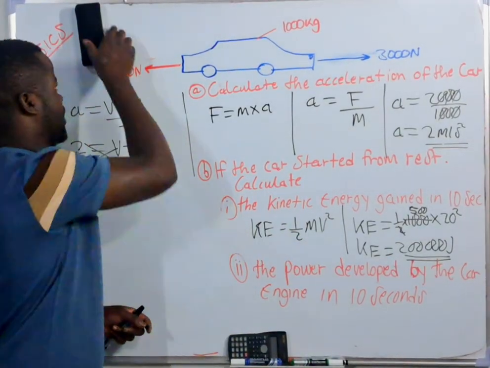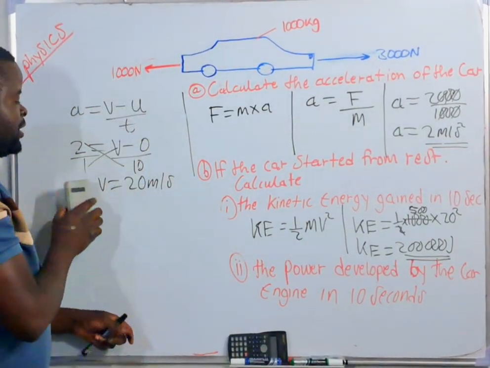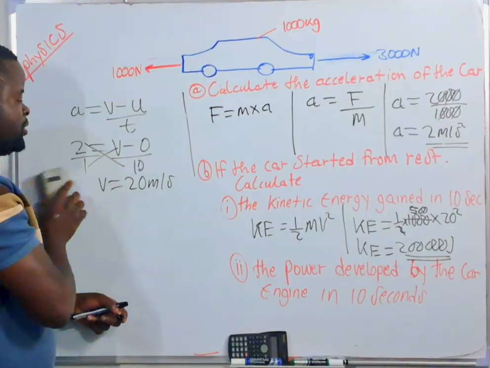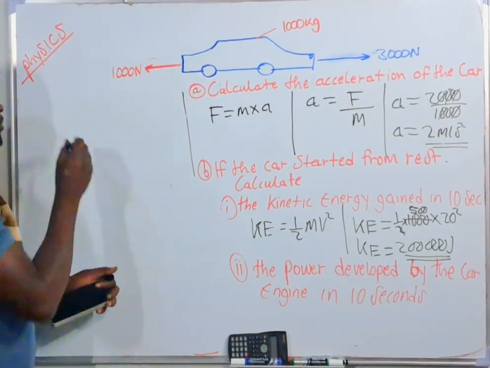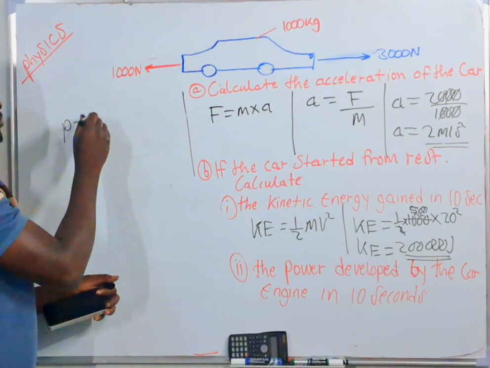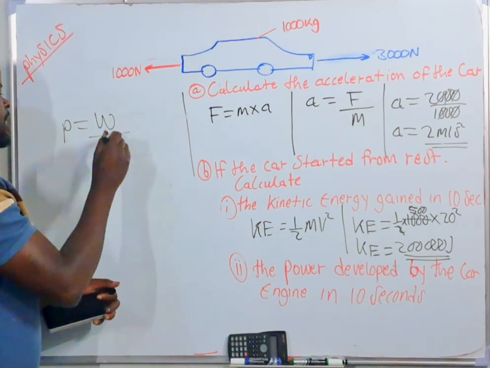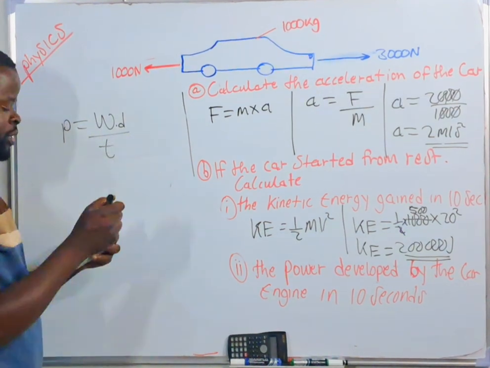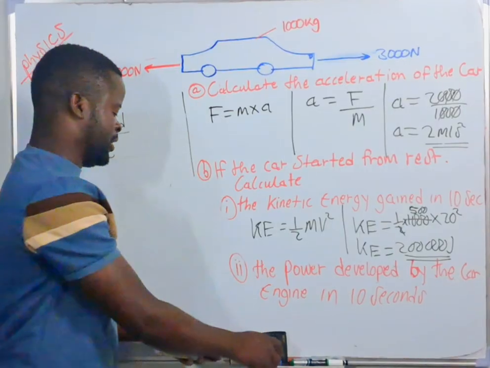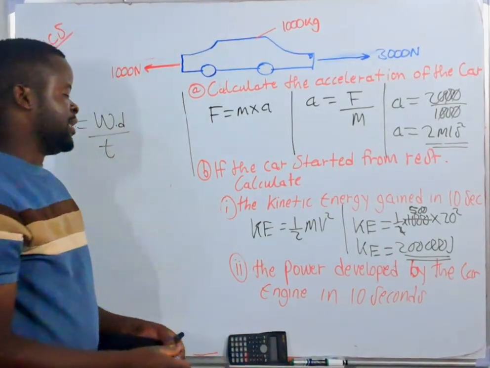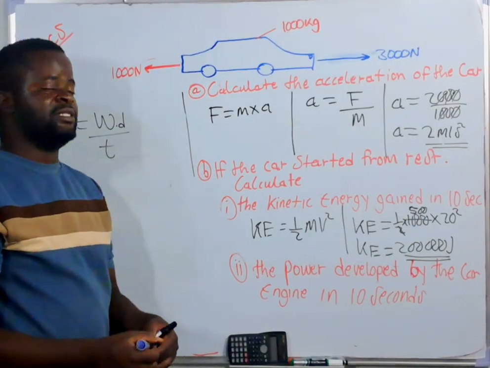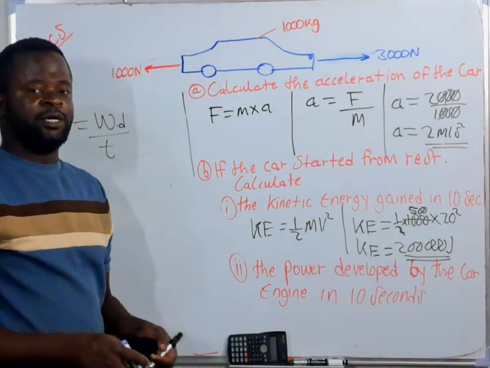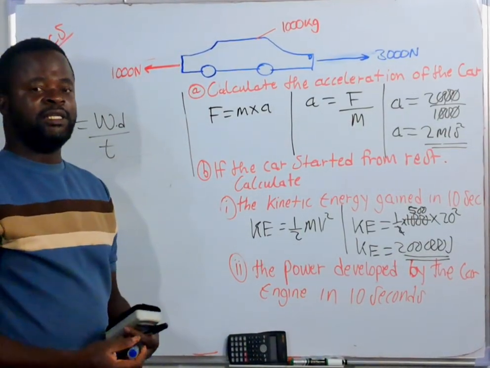Let's go to our final question, which is asking us to find power. We are saying power is equal to work done over time taken. Now, work done is the same as the kinetic energy gained in 10 seconds.